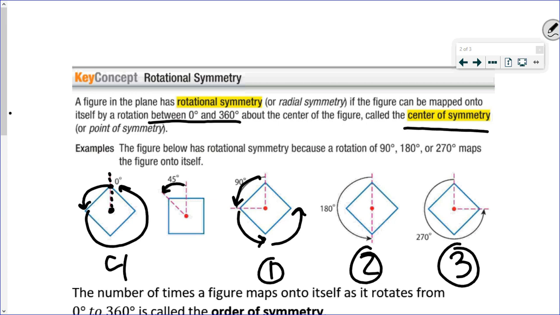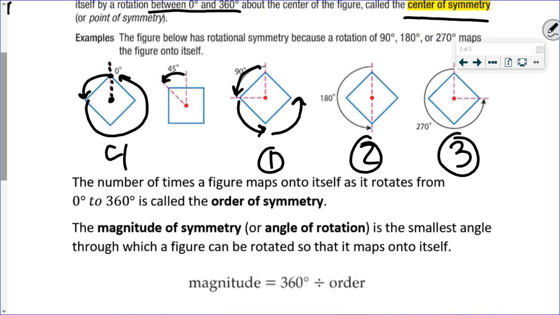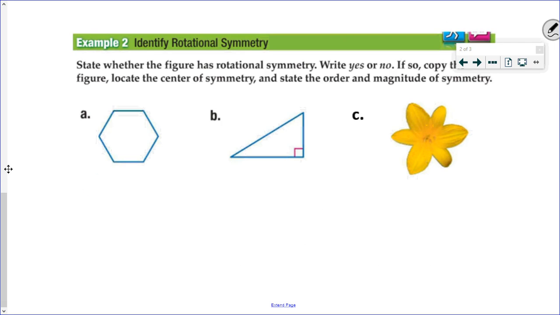Okay, and let's scroll a little here. I want to talk about this next part. The number of times a figure maps onto itself as it rotates from 0 to 360 is called the order of symmetry. Notice I was counting these off as we went. The order of this square would be 4. All right, and then we have another thing we can calculate called magnitude, the magnitude of symmetry, or angle of rotation.